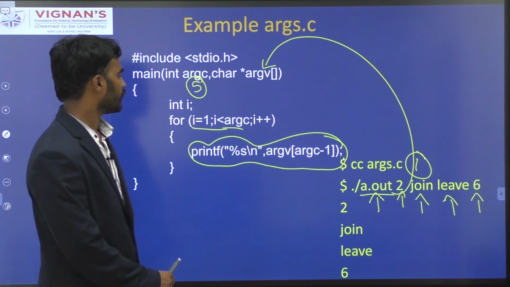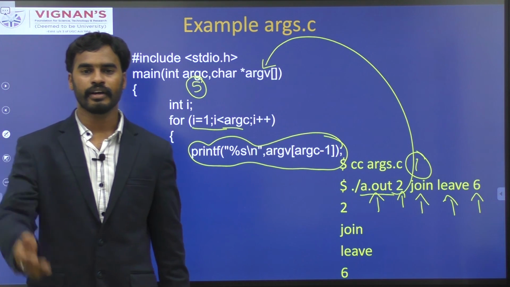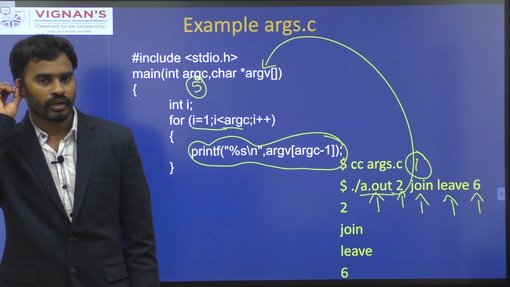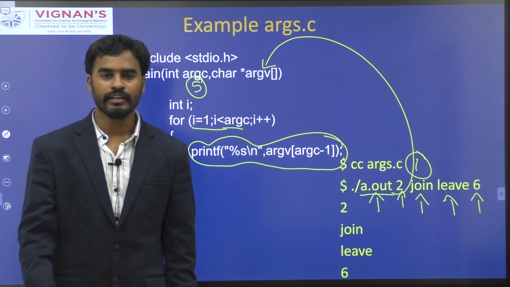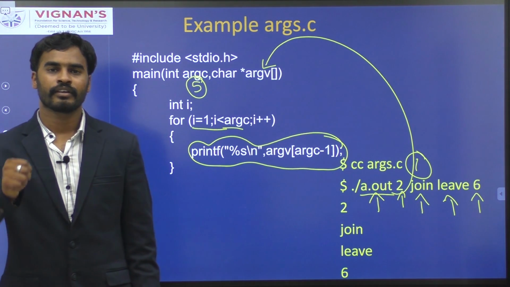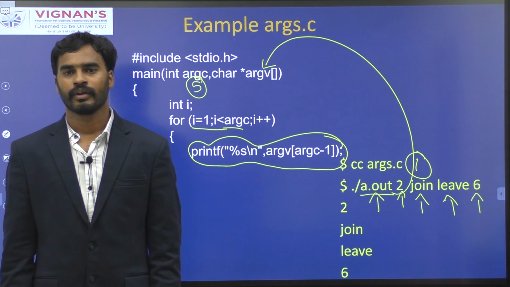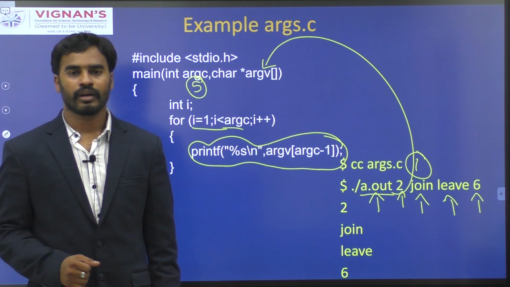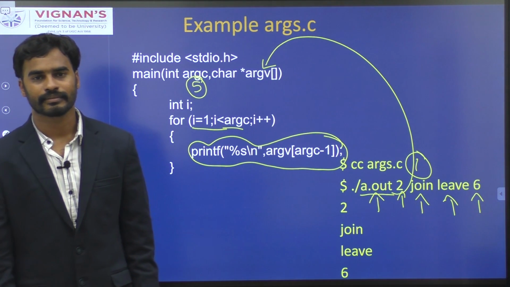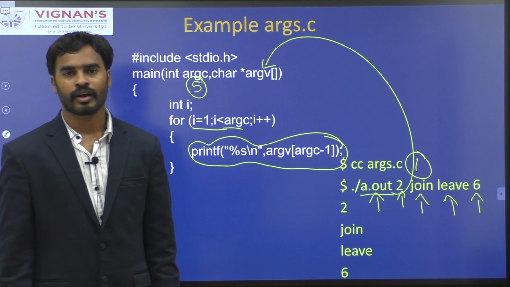So in this session we covered these topics. What is a file? What is the need of a file? What are the different types of files available? What are the different operations that you can perform on a file? Sequential files, random access files, and we discussed command line arguments.